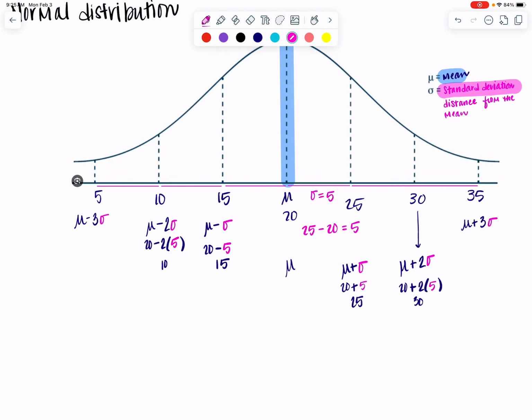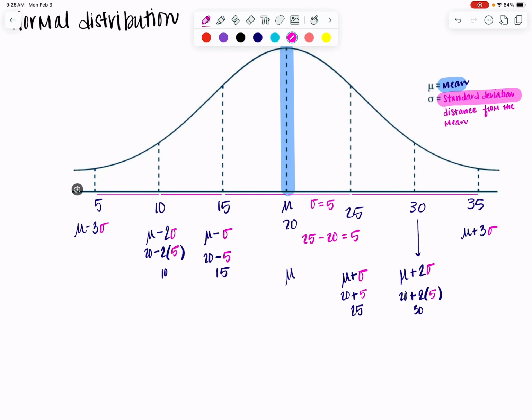I'm going to clean this up a little bit. We'll take out some of my scratching. We'll take out the numbers.